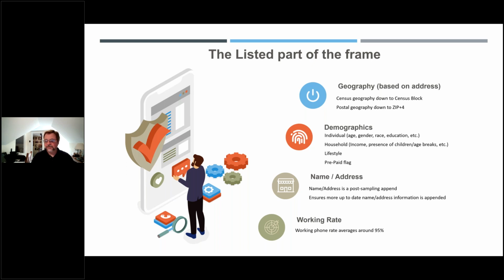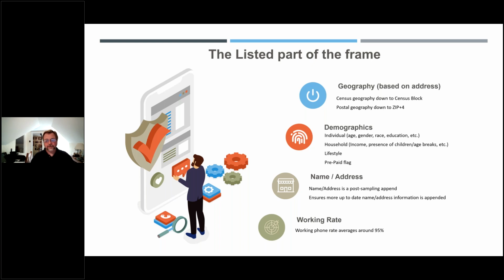We've looked at a variety of samples and run a variety of tests. The working rate averages around 95%, which is a very realistic, very good figure to have for the listed frame. With such a high working rate, two things: you don't necessarily need to screen the listed numbers, because on average only 5% of those numbers will not be working, but it also lends more credibility based on the other data that's associated with that telephone number.